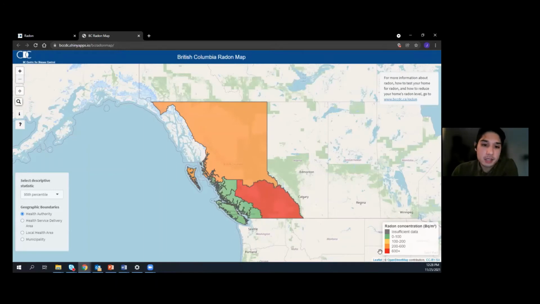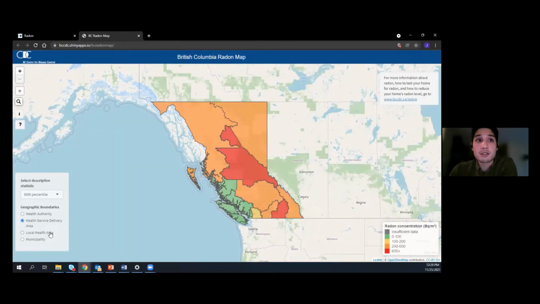These align with Health Canada guidelines for action, that being to mitigate your home within 2 years if you find a reading above 200 becquerels per cubic meter, and within 1 year if you find a reading above 600. Gray indicates that there are less than 20 measurements in that given area to gather these summary statistics. And you'll see that as we go down to the smaller geographies. And I think this can be quite useful in itself to show where there has been less known testing to date.